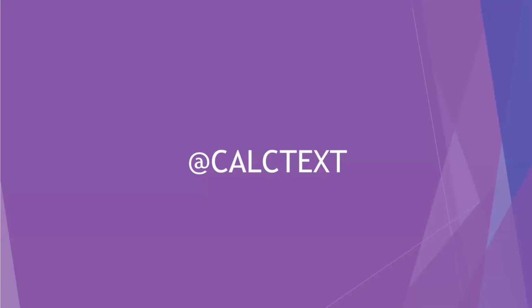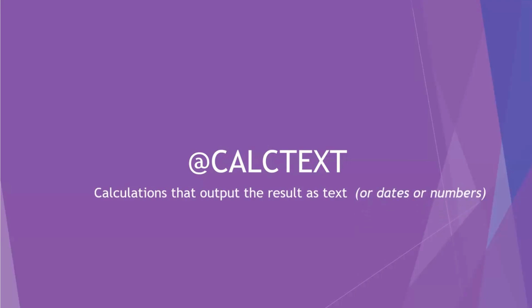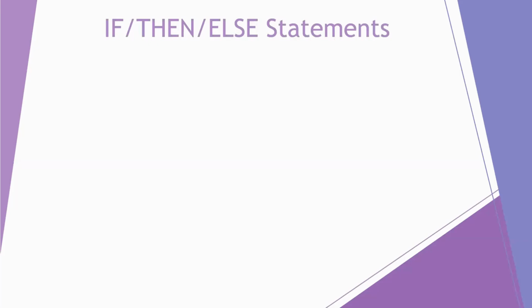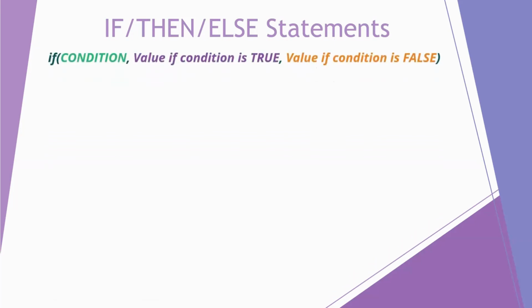So moving on to calc text, which outputs the result as text, but also dates and also numbers too, as you'll shortly see. Before getting into calc text, however, let's talk briefly about if-then-else statements and how they can be used with calc text and throughout REDCap. So the syntax is if, open parentheses, specify a condition, comma, value if true, comma, value if false, and then close parentheses.